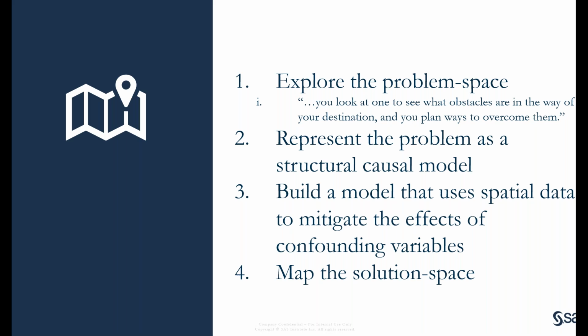You begin to represent your question as a structural causal model. You begin to put in all the assumptions and the data that you have and want to know about that you think will answer the question you have. And then you build a model that uses spatial data to mitigate the effects of any confounding variables that you didn't think about when you built your initial model. And then instead of mapping the problem space, you map the solution space. You take the output of the model you created and you map that. And ideally, when you show the outcome of the model, it will begin to help answer the question that you had rather than simply redisplay the data that caused you to have the question in the first place.